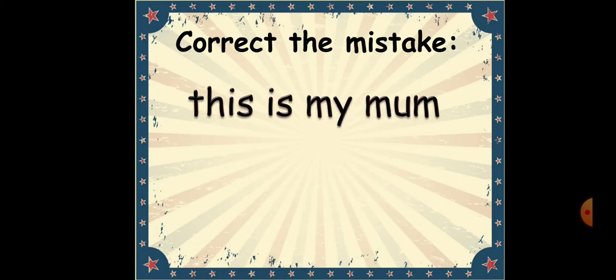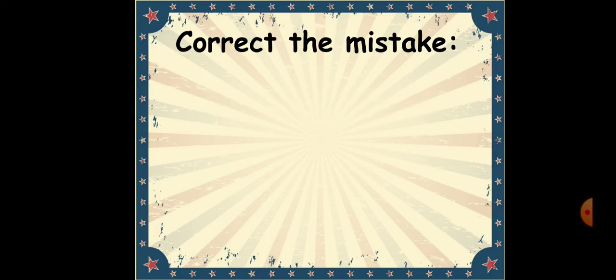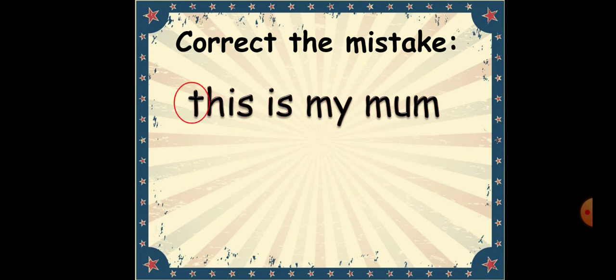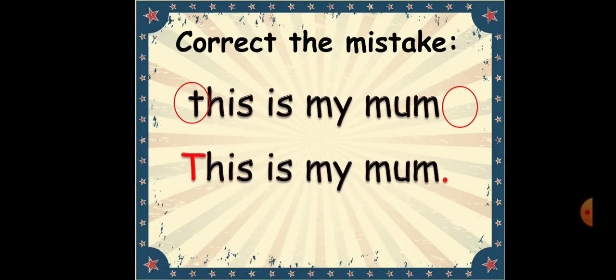Now let's see this one. This is my mom. We have two mistakes. Yes, we have a small T, and we didn't put a full stop. So the right one is this one. This is my mom, with a capital T and a full stop at the end of this sentence.